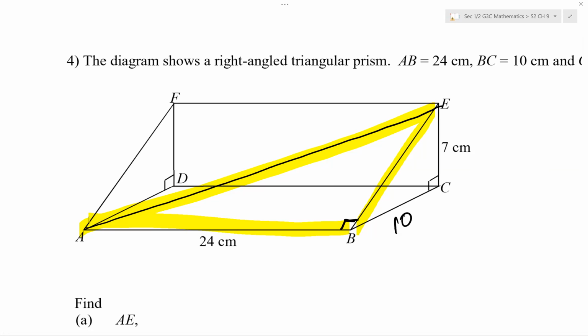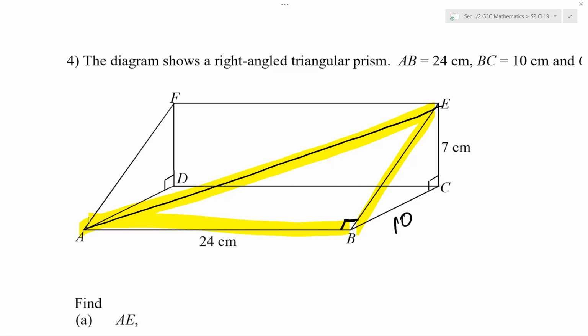Then quite stuck, eh? I mean, we only have two options, right? Pythagoras or trigo. Pythagoras needs two lengths. Trigo needs one angle or two lengths plus one length. So now how? BE, is that something that we can find? If we are able to find BE, then I have two lengths, isn't it? And then I can use Pythagoras theorem.